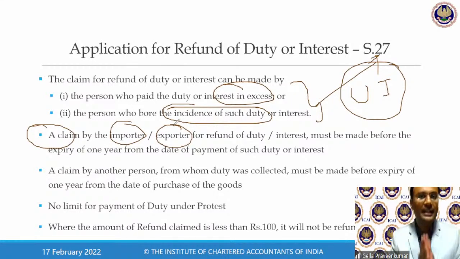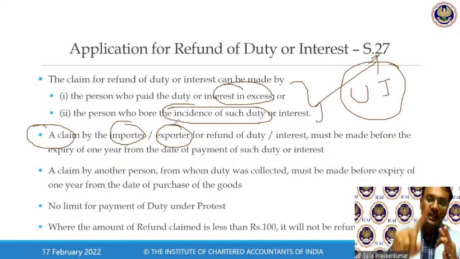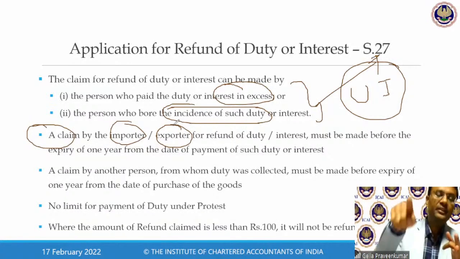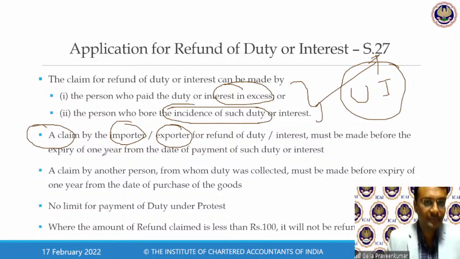So section 27 comes to the rescue, saying that in any instance where you paid an excess tax or excess duty, or where you have suffered the burden of that duty or tax as a buyer, you come for filing a refund application.